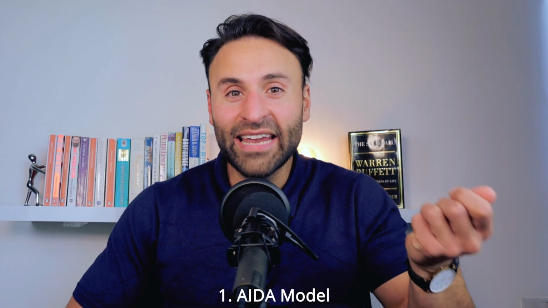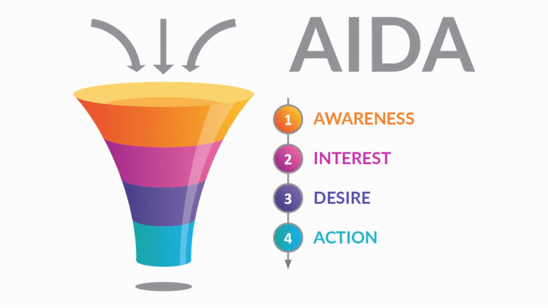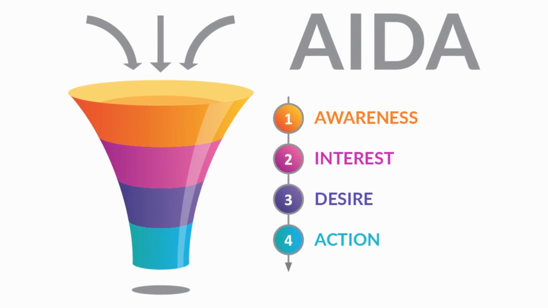So kicking things off with model number 1, this is called the AIDA model. AIDA basically stands for awareness, interest, desire, and action. The model is very similar to the traditional funnel model, which is awareness, consideration, and conversion. This just adds a few more elements into it.